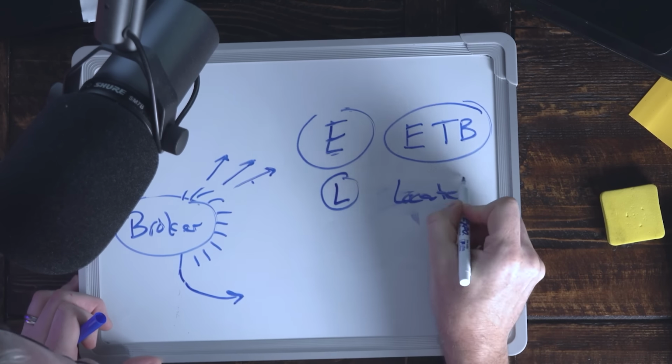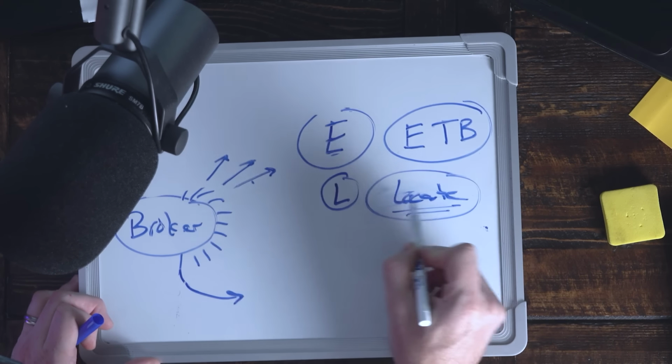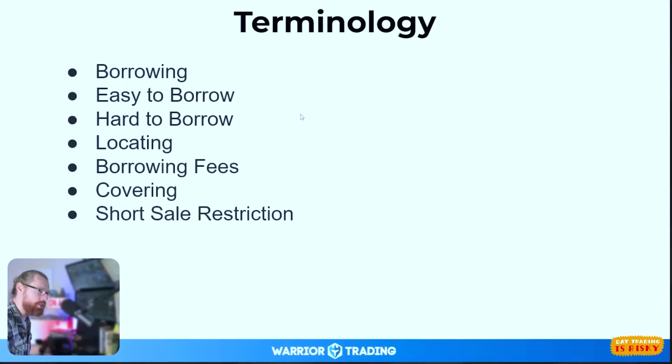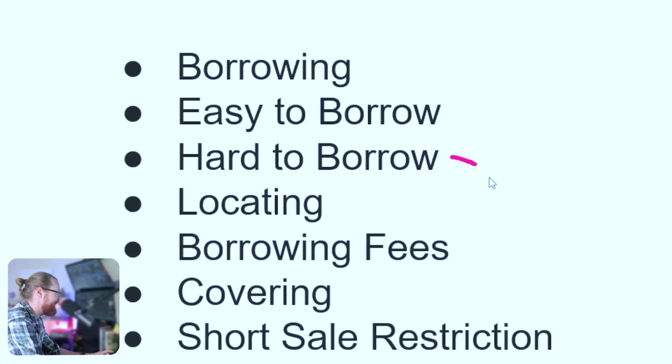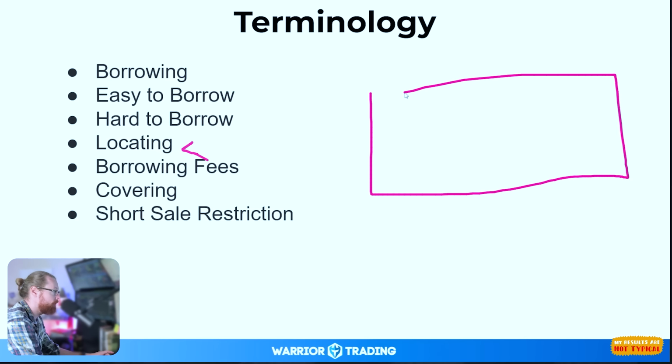Locate. Sometimes it's hard to write while I'm talking. All right, so locate. L for locate. That's going to show that this is a stock that is hard to borrow. So the broker at that point can then go try to locate shares for you. And in my platform, I actually have a locate window.